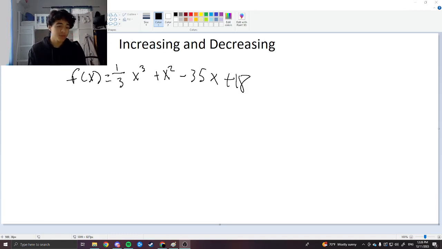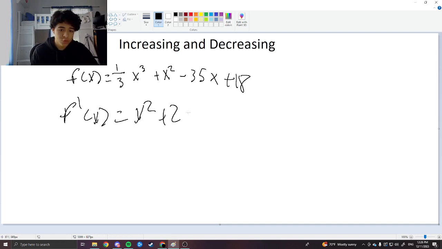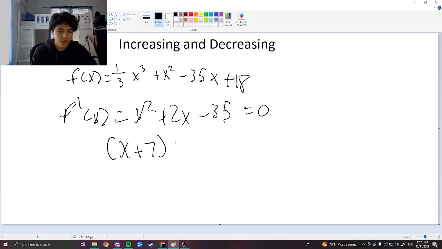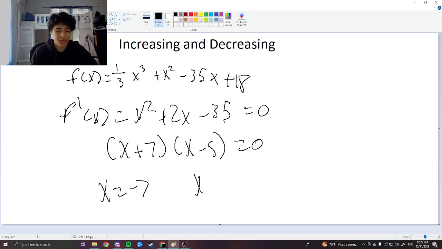So first thing we have to do is find the critical points. To do that, we derive the function. We'll get f prime of x equals x squared plus 2x minus 35. And then we have to set this equal to 0. And this is low-key, like, hard. So we got to factor. We'll get x plus 7 and x minus 5. So our critical points here are going to be x equals negative 7 and x equals 5.